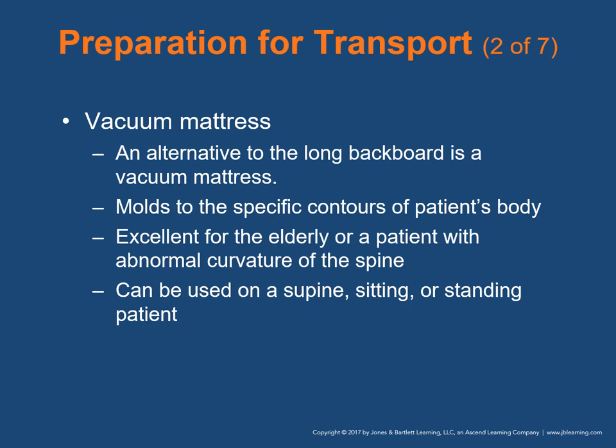It requires careful patient movement to maintain spinal stabilization. It cannot be used for patients who weigh more than 350 pounds. It can be used on a supine, sitting, or standing patient. The patient can be moved onto the vacuum mattress with a scoop stretcher or a log roll. Follow the steps in skill drill 28-4 to immobilize a patient with a vacuum mattress.